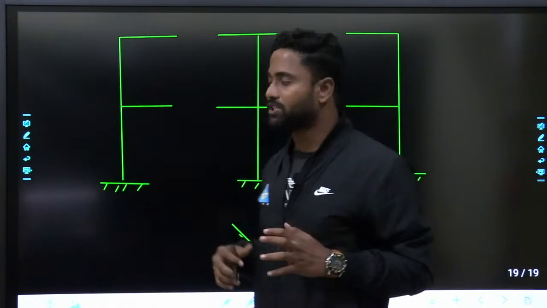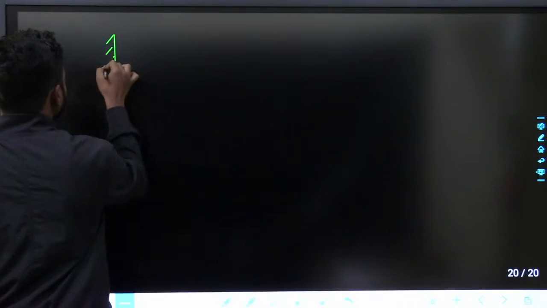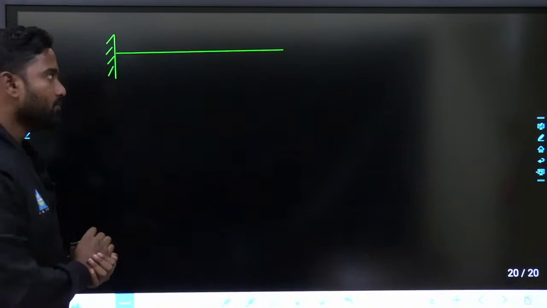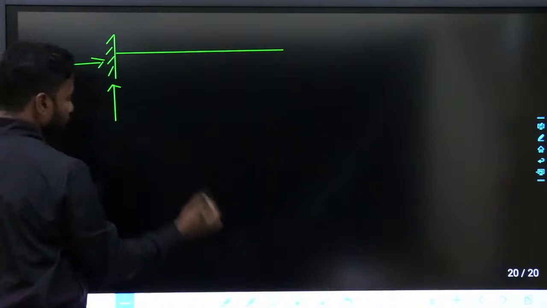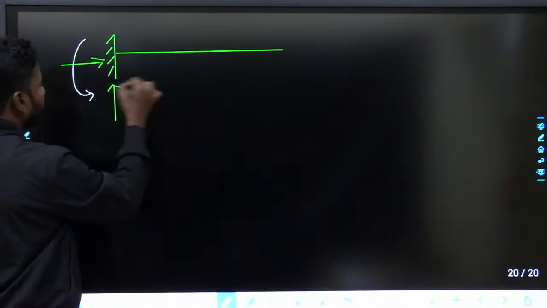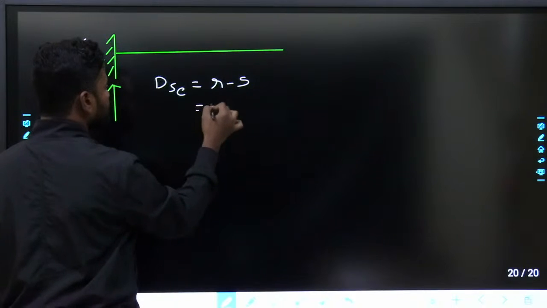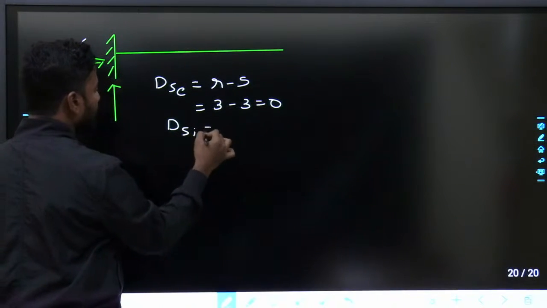A cantilever beam is a stable beam. If you don't know, I am discussing it over here. I have discussed the simply supported beam, and this is a cantilever beam. If I take a cantilever beam, the number of reactions would be 1, 2, 3. So dse would be equal to r minus s, so 3 minus 3, which is equal to 0. dsi is anyway equal to 0.